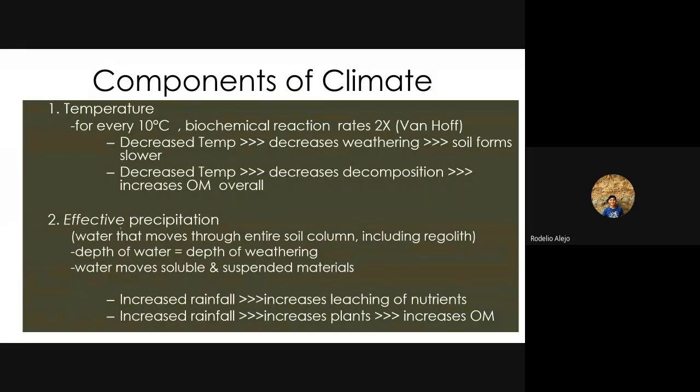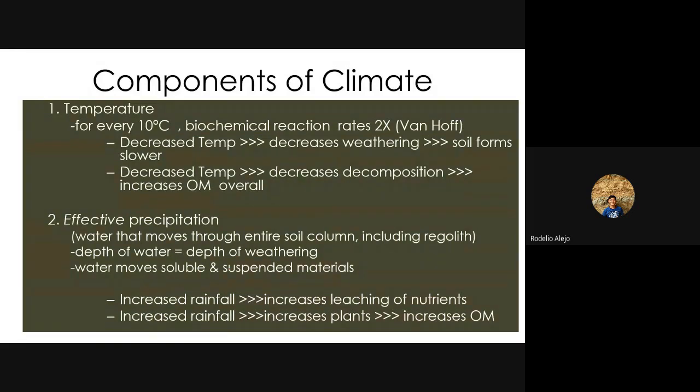Then another component of climate is the precipitation. Okay, yung precipitation or rainfall. So water that moves through entire soil column, including regolith. So the depth of water is equal to the depth of weathering. Siyempre, once na umulan, okay, yung water natin that will go infiltration or magpapasok siya sa lupa natin. So yung inabot or yung depth ng tubig natin, okay, makaka-apekto yun sa depth ng weathering natin. Kasi kung saan umabot yung infiltration natin ng tubig sa soil, doon din mas mapabilis yung weathering process natin.